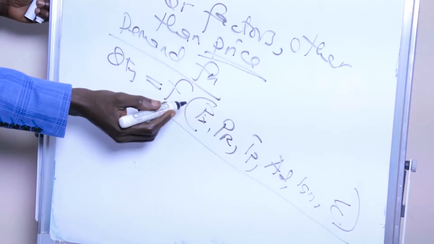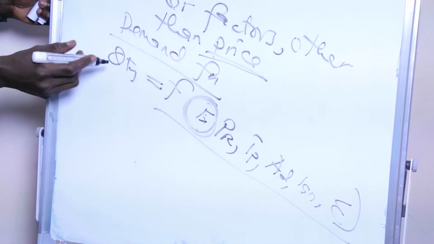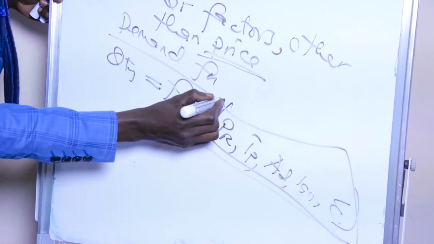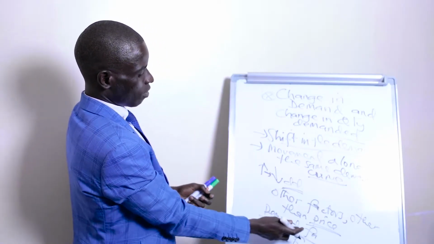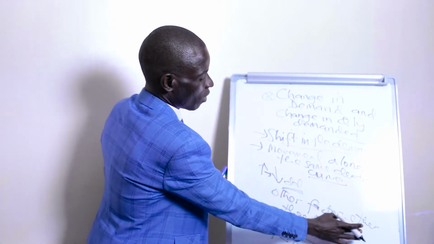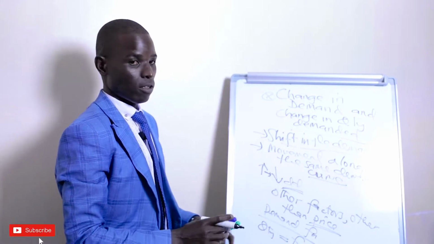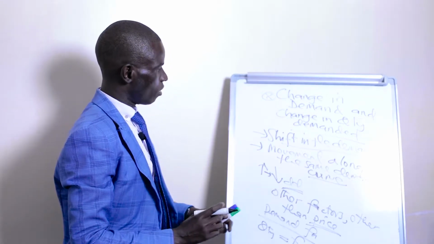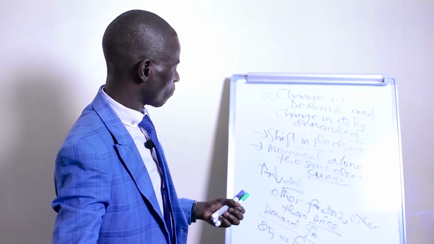Now, in this case, we are saying that the price of the commodity is not responsible for the change in demand, but these other factors are the ones which are responsible for the change in demand. So it is an increase or decrease in demand due to other factors that affect the demand for the commodity other than the price of the commodity. That is how we define change in demand.